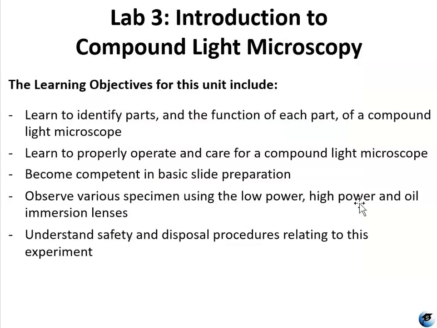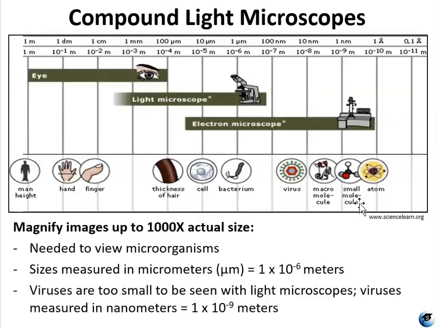The learning objectives for this lab include learning to identify the parts and the function of each part of a compound light microscope. You're going to learn to properly operate and care for a compound light microscope. You'll become competent in basic wet mount slide preparation. You're going to learn to observe various specimens using a light microscope and also using the Foldscope instrument. First, we'll talk about compound light microscopes.